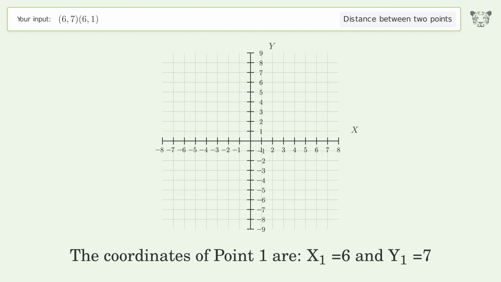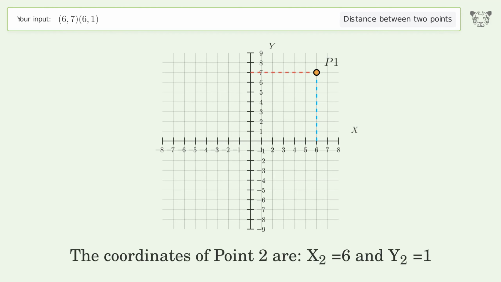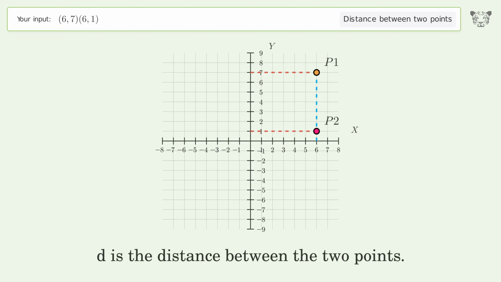The coordinates of point 1 are x1 equals 6 and y1 equals 7. The coordinates of point 2 are x2 equals 6 and y2 equals 1. D is the distance between the 2 points.